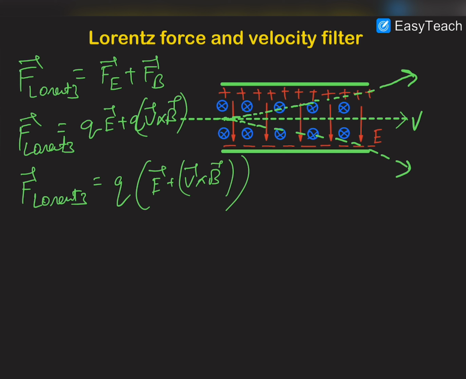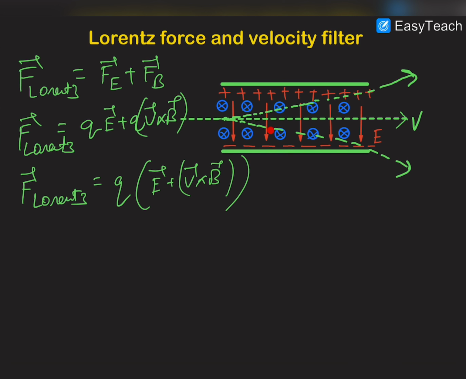Now if in the velocity filter arrangement we need to filter out those particles which are moving with some speed v, so we use a parallel plate capacitor. You can see a parallel plate capacitor. This is plate 1 and this is plate 2. The plate 1 is kept horizontally, obviously, and the plate 2 is also kept horizontally below the plate 1 at some distance, and these plates are parallel to each other. One of the plates is given some positive charge, and the other plate is given some negative charge.